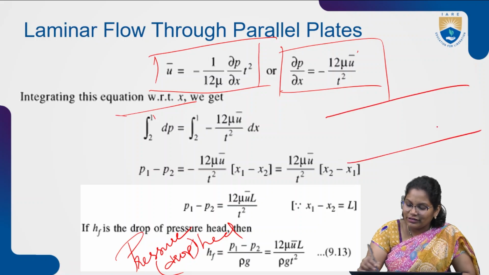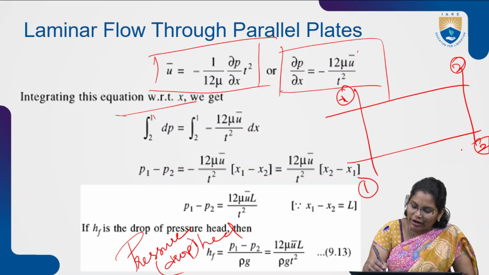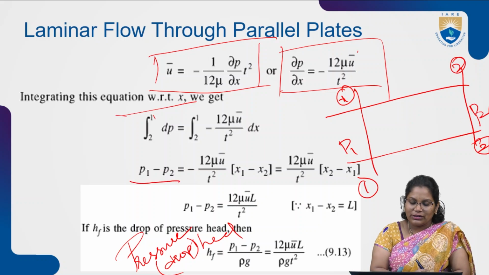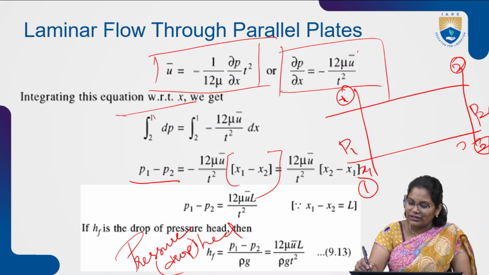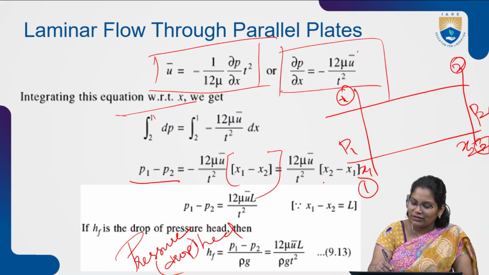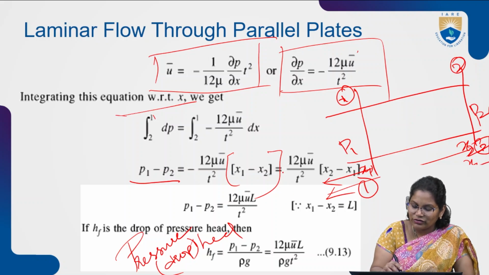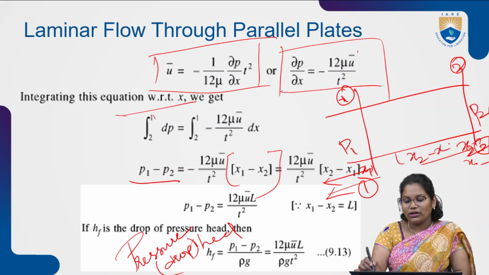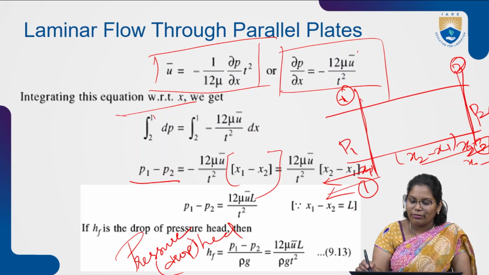So here section 1, section 2. I need pressure 1 at section 1 and pressure 2 at section 2. Section 1 pressure 1 minus section 2 pressure 2, P1 minus P2, is equal to minus 12 mu u bar by t square into x1 minus x2. Here the distance from here is x1 and here it is x2, right? So minus 12 mu u bar by t square into x2 minus x1. The distance between these two is x2 minus x1, the distance between section 1 and 2. So I'm writing x2 minus x1 here.